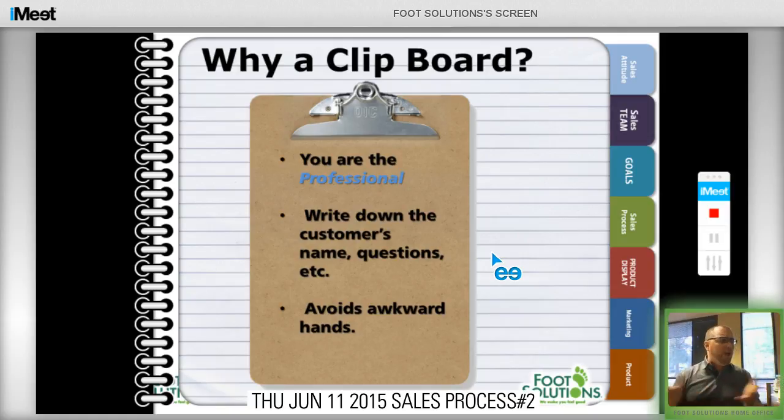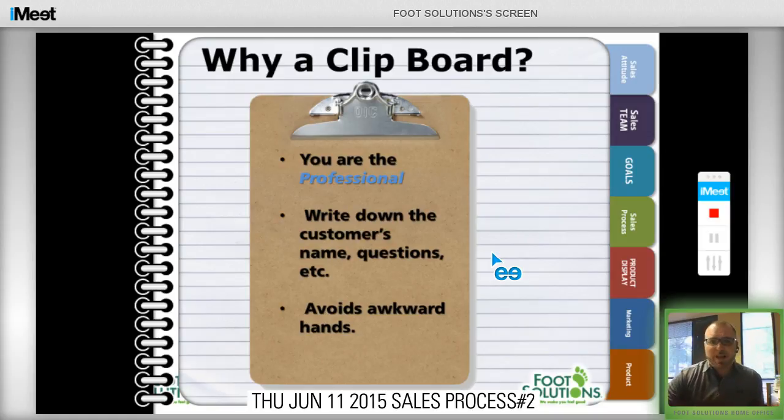Why a clipboard? Because it also avoids the awkward hands problem of, what are we supposed to do with our hands when we approach a customer? It's funny if you watch people who haven't thought this out. They're like, oh, these things are in the way. I put them behind myself. Do I put them in front of myself? But I want you to have a clipboard so you can write down information.